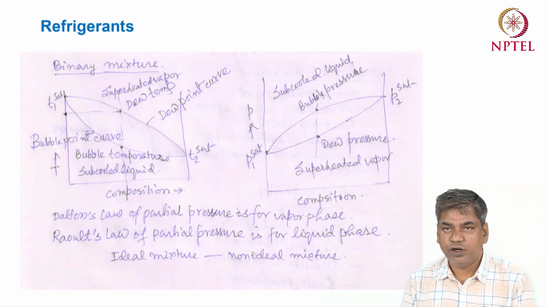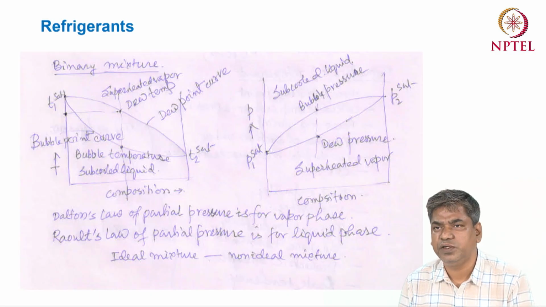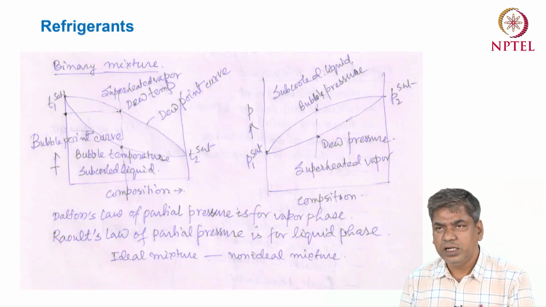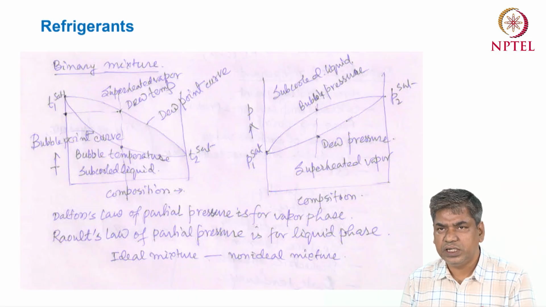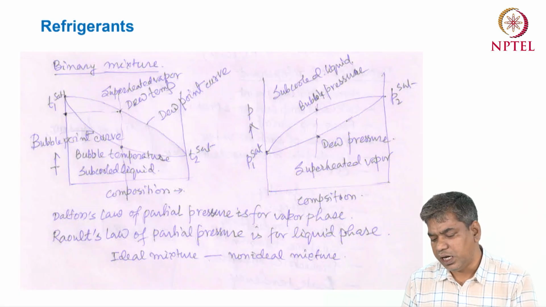Dalton's law of partial pressure is used for the vapor phase, and Raoult's law of partial pressure is applicable for the liquid phase. If these two laws are true for both the vapor phase and liquid phase, then that type of mixture is called an ideal mixture. And if these two laws are not valid, that is called a non-ideal mixture.